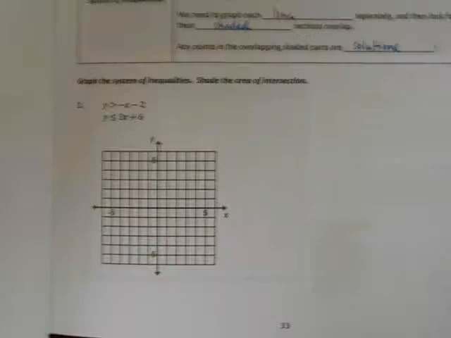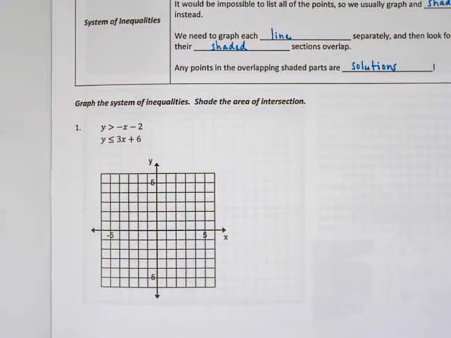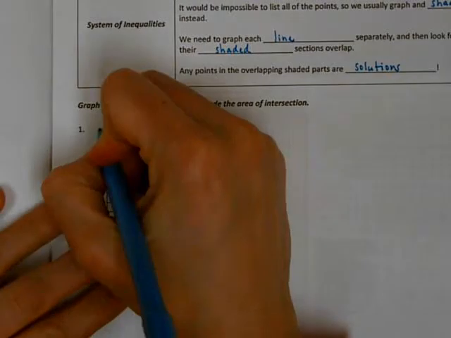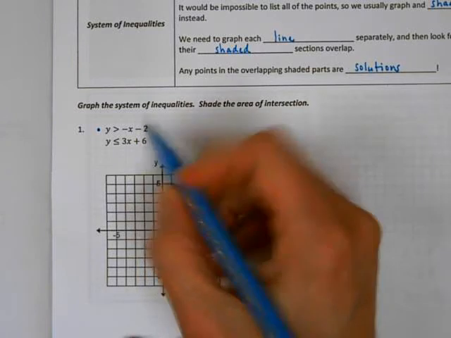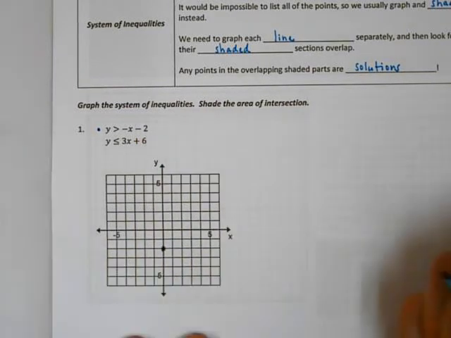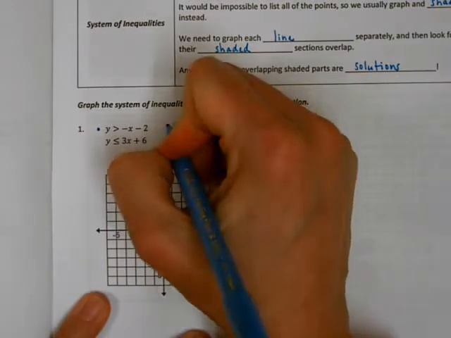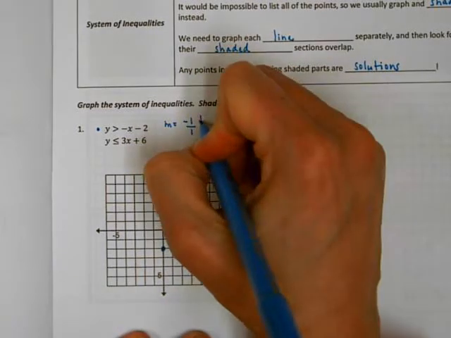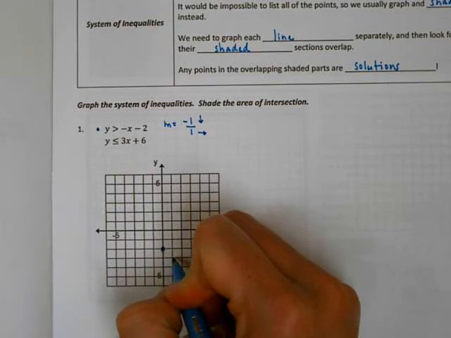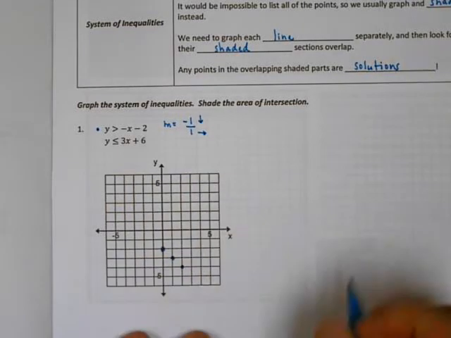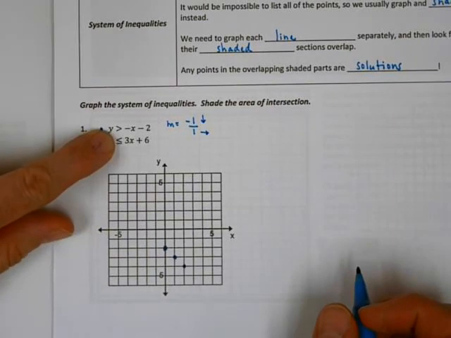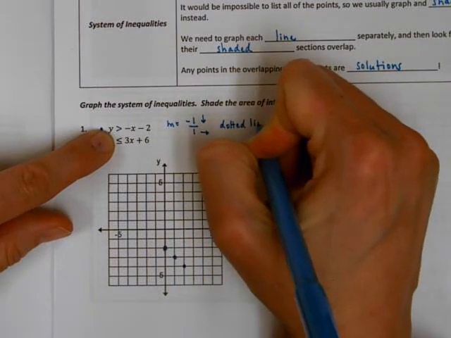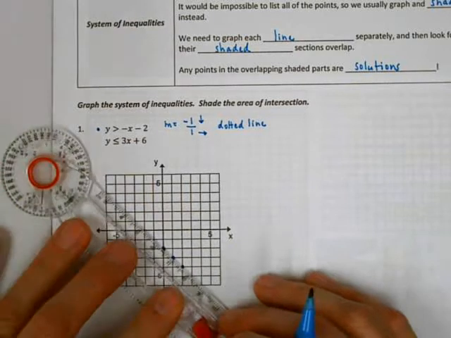So for my problem down here, it's asking us to graph the system, and then we're going to shade that area of intersection. So I've got two lines, so I'm going to do one in blue here. So in this case, my y-intercept is a -2. My slope is a -1, which I know is the same as -1 over 1. So I'm going to go down 1 and then to the right 1, like this. Now, looking at this line, I know because it's strictly greater than, that it's going to be a dotted line. So let's go ahead and do that.